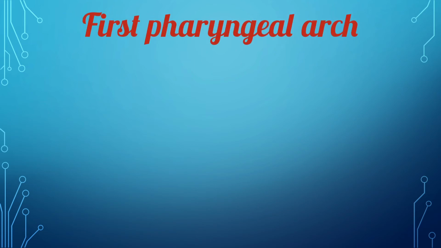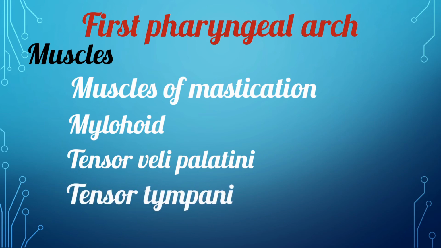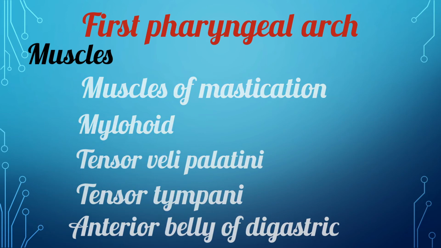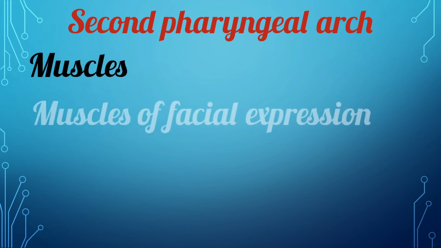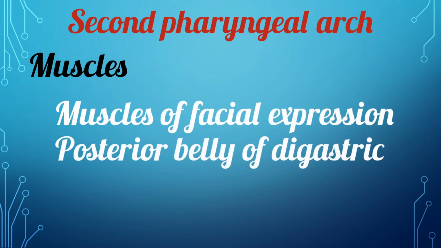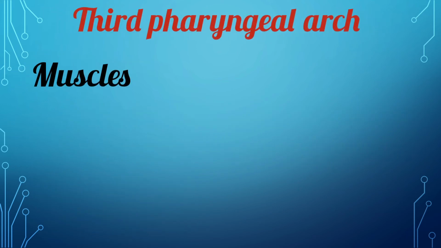The first pharyngeal arch gives rise to muscles like the muscles of mastication, mylohyoid muscle, tensor veli palatini, tensor tympani and the anterior belly of digastric. The muscles of the second pharyngeal arch include muscles of facial expression, posterior belly of digastric, stylohyoid and stapedius, while the muscles of the third arch include the stylopharyngeus muscle.